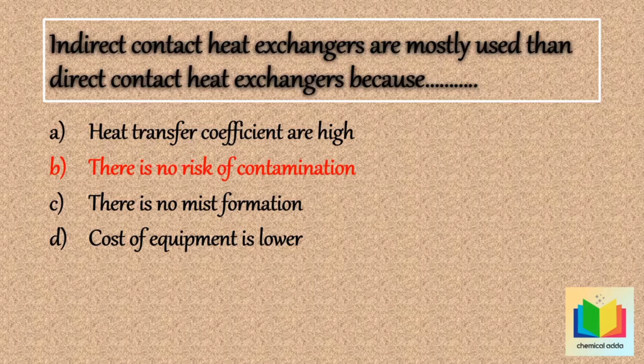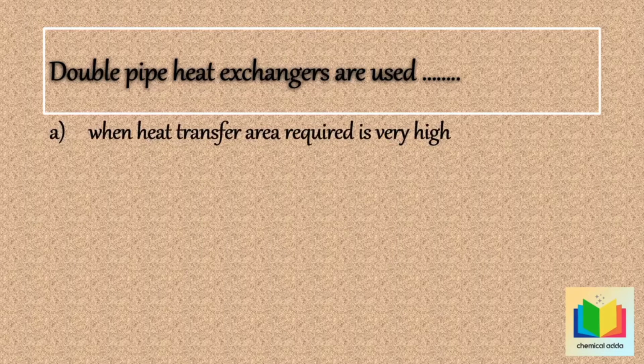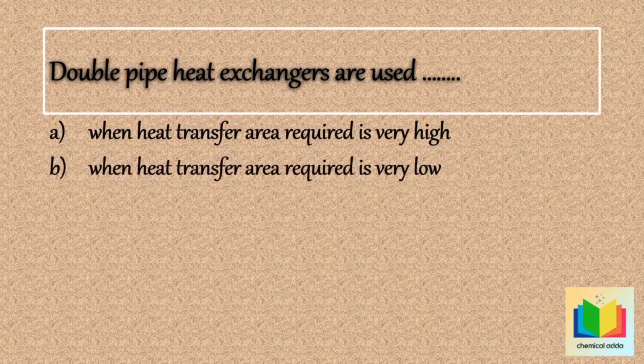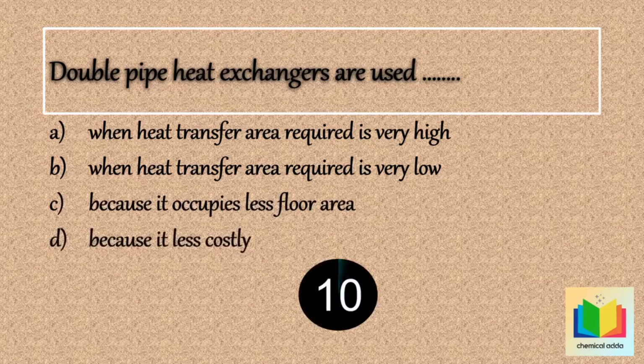Now, next question. Double pipe heat exchangers are used. Options are: option A, when the heat transfer area required is very high. Option B, when the heat transfer area required is very low. Option C, because it occupies less flow area. Option D, because it is less costly.